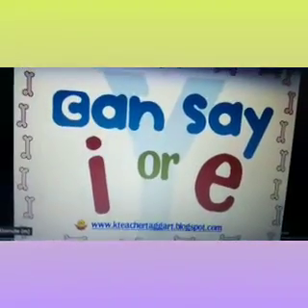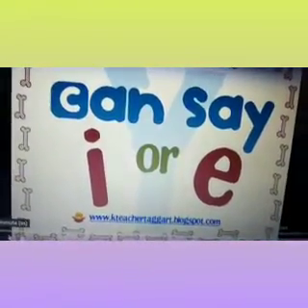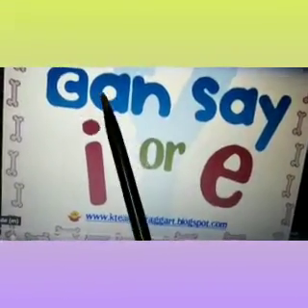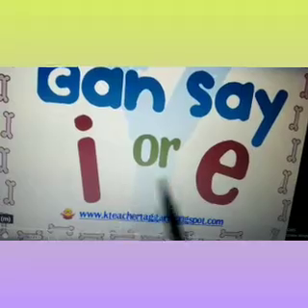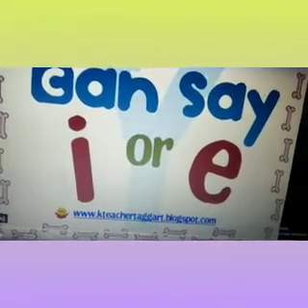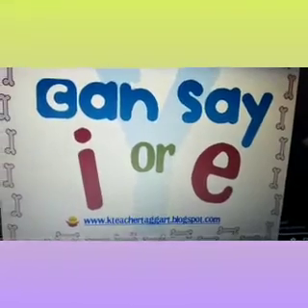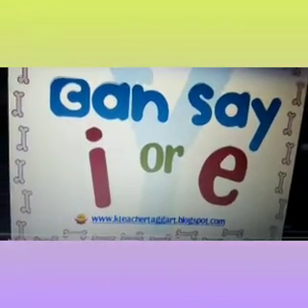This letter Y can make two different sounds when you put it at the end of a word. जब यह किसी word के last में आता है, तो it can make the sound of I or E. So Y can say I or E. Let's look at a few words.